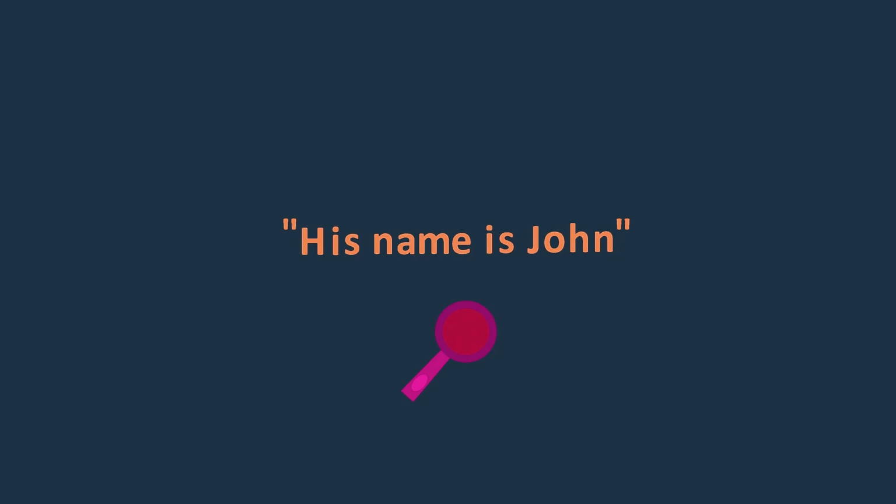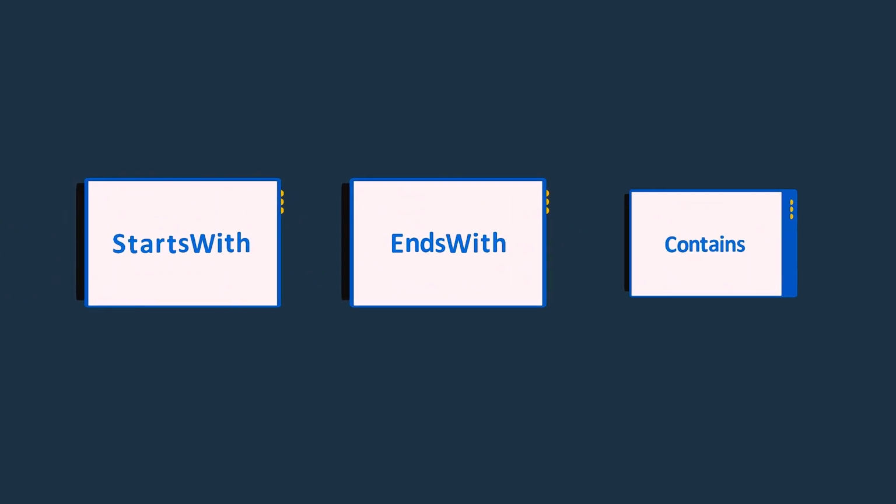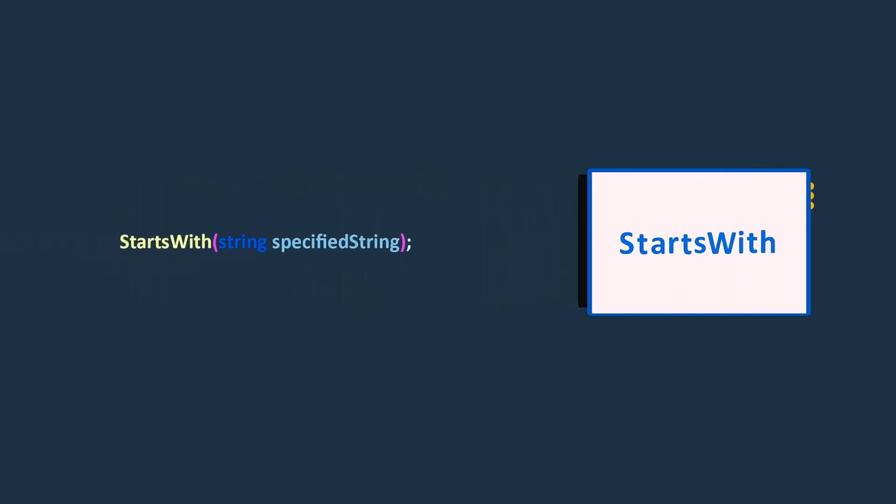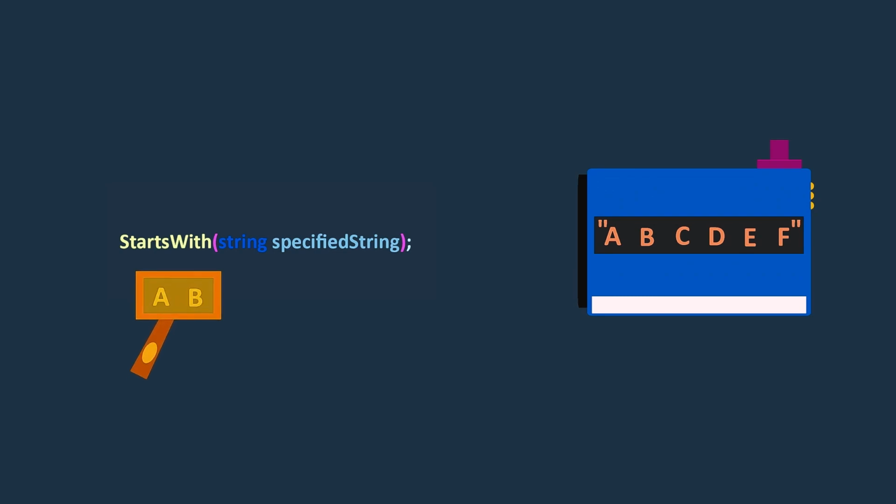Hello everyone, welcome back. In the final lecture on string search methods, we'll cover three methods: starts with, ends with, and contains. Let's begin with the starts with method. This is the syntax of this method. This method is an instance method that checks whether the beginning of a string matches a specified string. If there is a match, it returns true, otherwise it returns false.